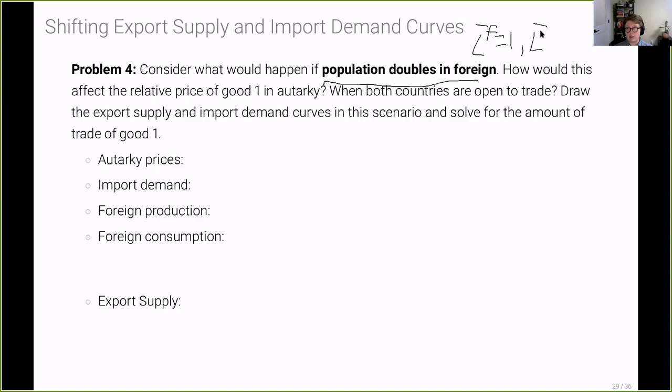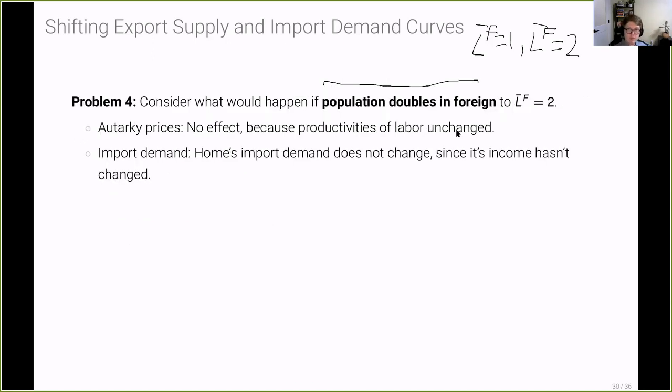Now we're just going to consider that the total labor force in foreign is now 2. And then the question asks how this is going to affect the relative price of good 1 in autarky when both countries are open to trade, and then to illustrate that with an export supply and import demand diagram. So let's run through the effects that it has. The first thing is that when population doubles in foreign, autarky prices are not affected.